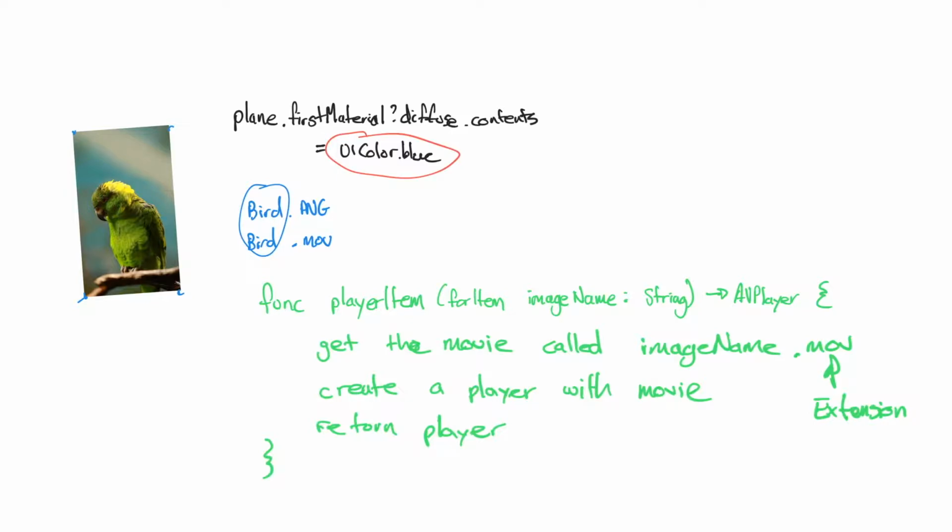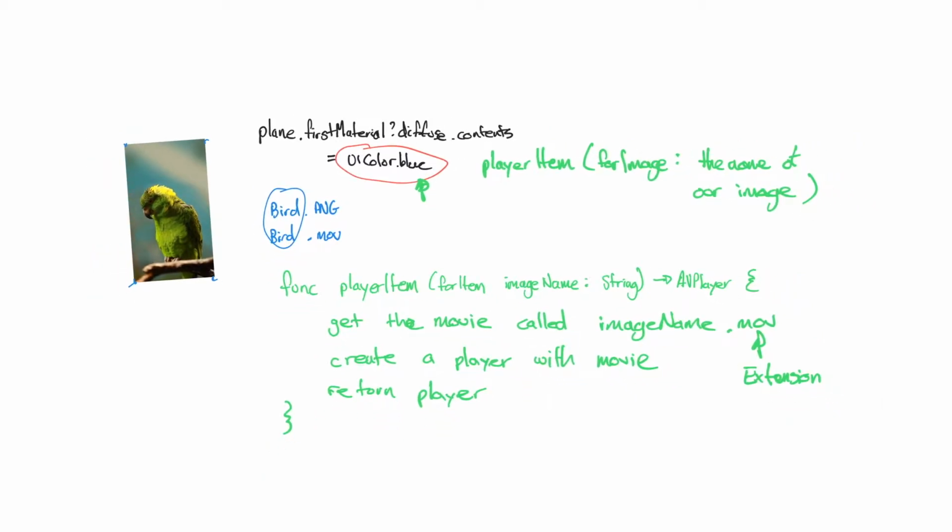Once we've got that player, that's what we're going to put up here. So our code for that suddenly changes. Instead of being equals UI color blue, I want to call that function. So it's called player item, and our for image is going to be the name of our image. So hopefully that makes sense, what we're doing. When I go to do the code for this sort of stuff, it's going to be tricky to follow, and I'm hoping that will make more sense of how we're breaking that up. So let's go ahead and do that in code.